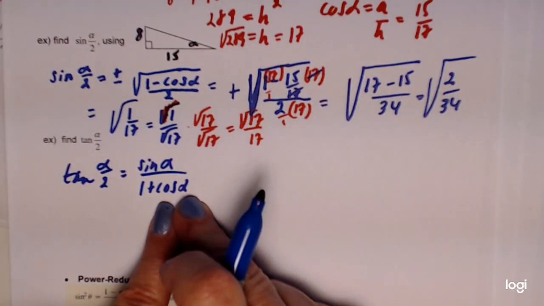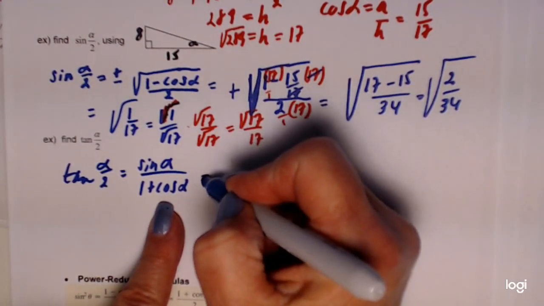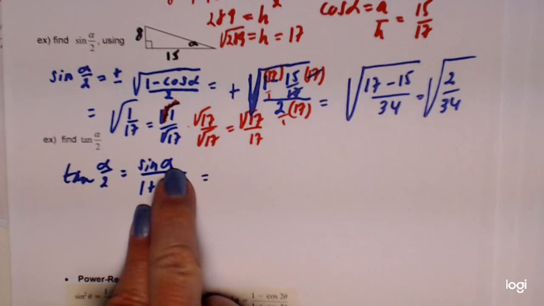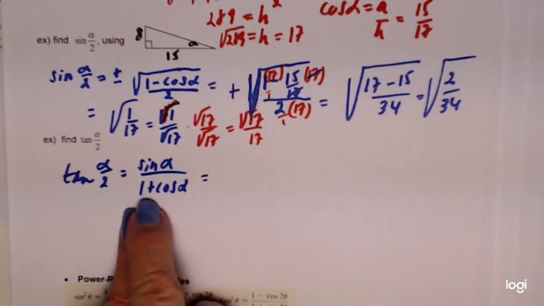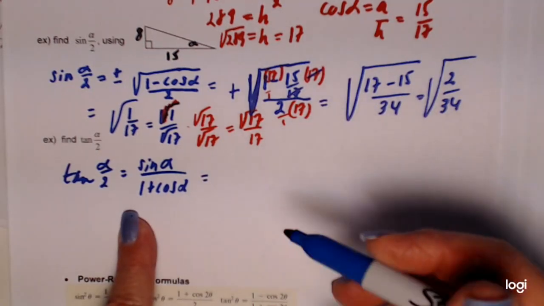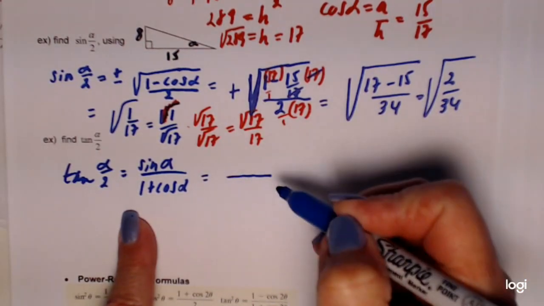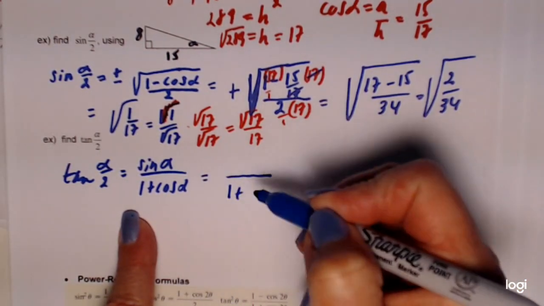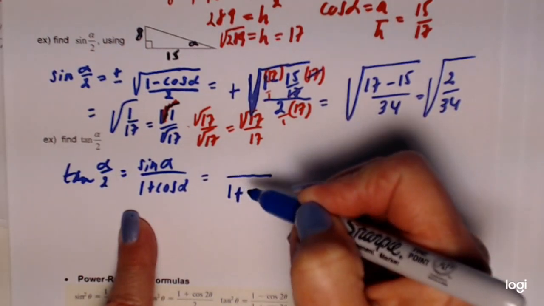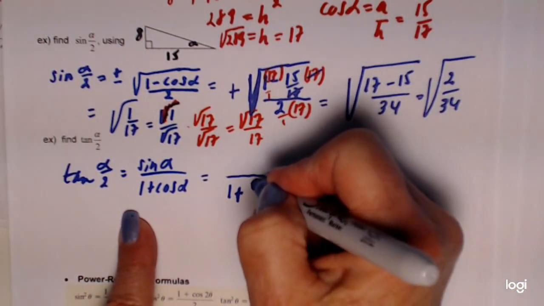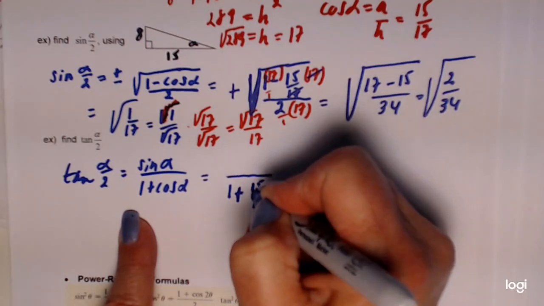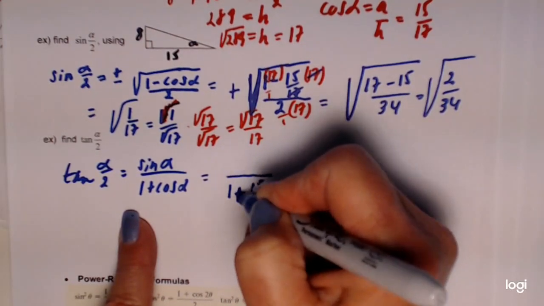So when we take a look at this formula, we can see we need the sine of alpha. We don't have that yet. We'll have to find that. But in the denominator, we have 1 plus the cosine of alpha, and that we know. We know that the cosine of alpha is our 15 over 17. So let me put that in now, 15 over 17.